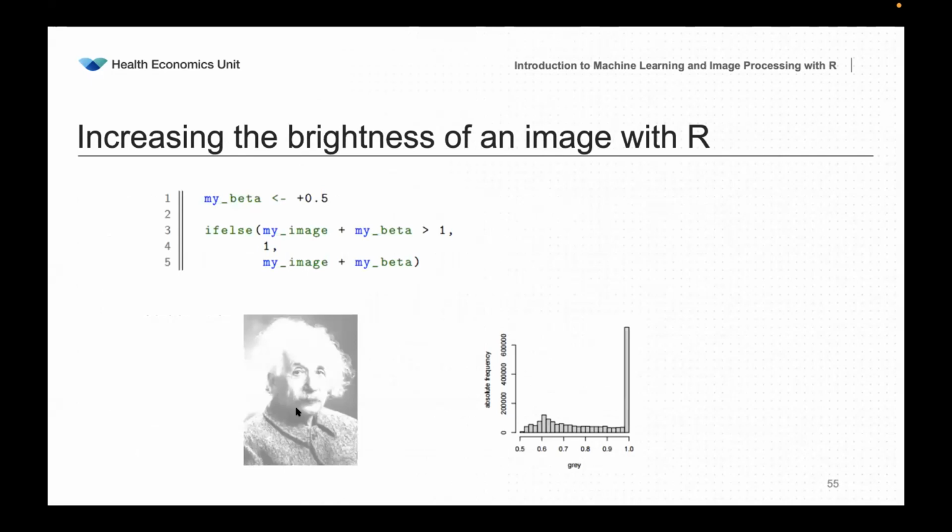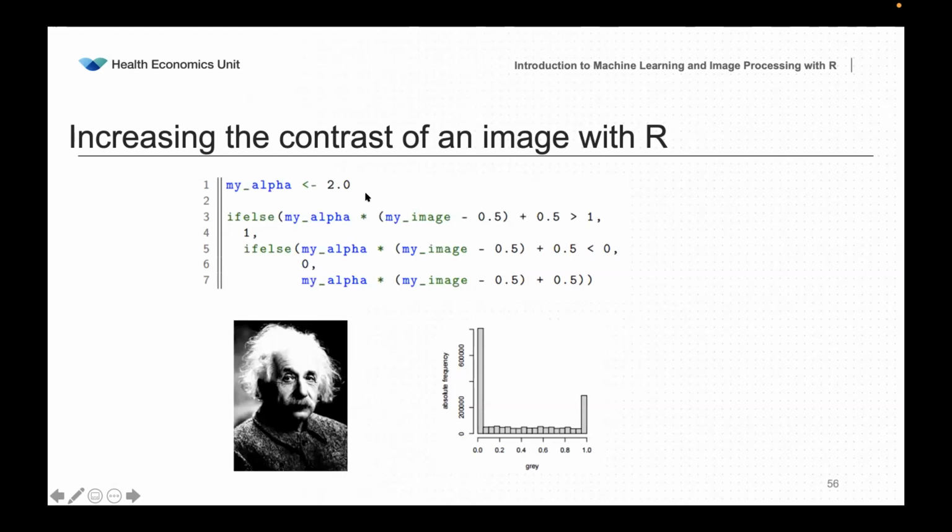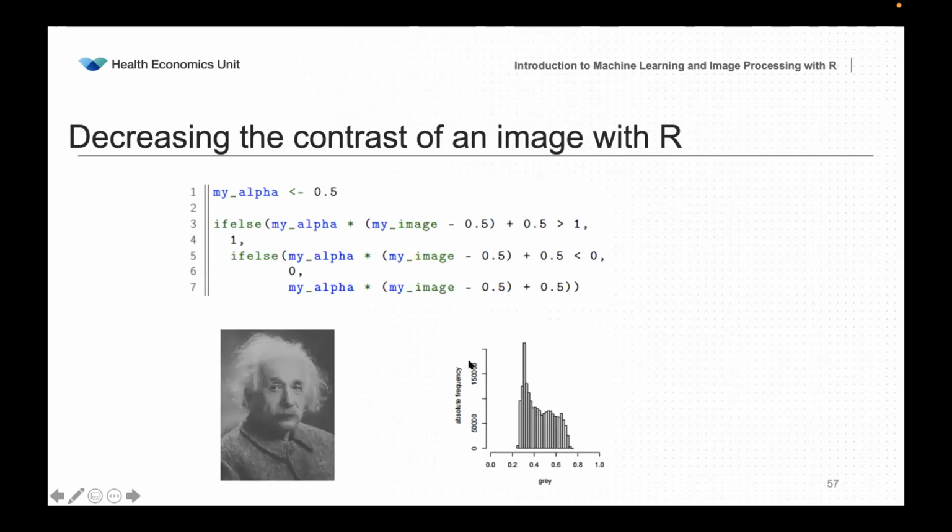So for example, we set the beta value to 0.5 and check whether the values stay within the range, and if the value is greater than 1, it is set to 1. So this increases your contrast, and here is the increasing histogram for the contrast value. And you can also decrease the contrast here, and you can see the contrast is more towards 0. We are going to practice later how we can increase and decrease the contrast by manipulating the alpha and beta values.